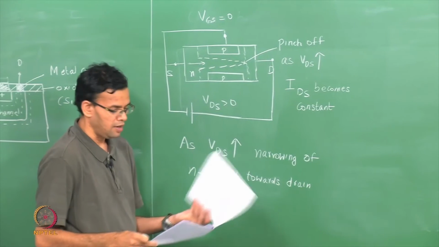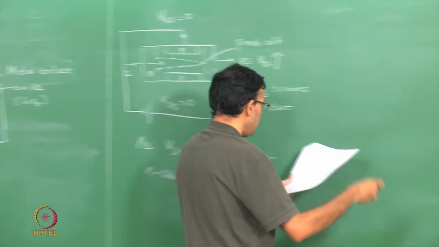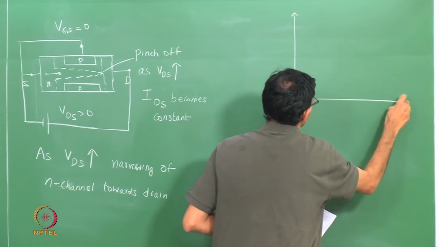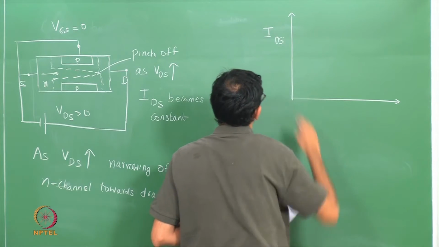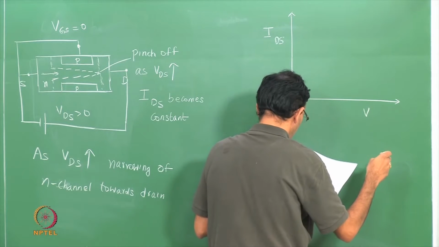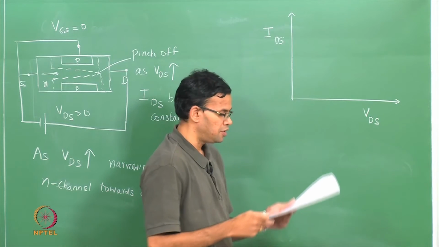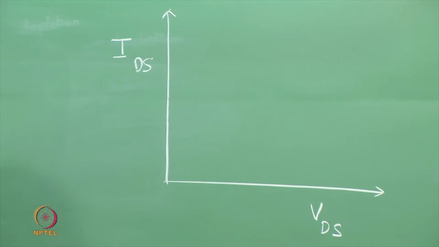So, we can plot an IV characteristic for this JFET, and if we do that, I have current, IDS, which is the current between the drain and the source, versus VDS, which is again the voltage between the drain and the source. Right now I am shorting the gate so that the gate and the source voltage is 0.